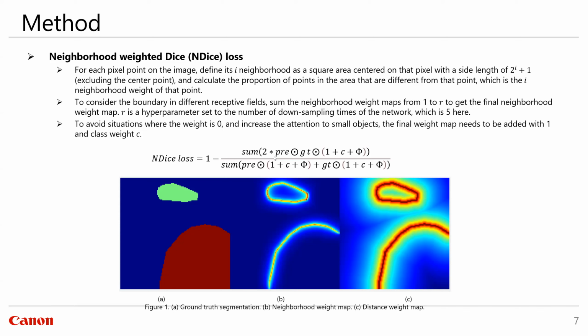And this is the weight map we calculate. You can see that our method generates greater weight at sharp points than at smooth points, like here. And there is no longer a weight difference at points far away from the boundary. You can see here the weight is almost the same. And for the final n-dice loss, the equation is here.